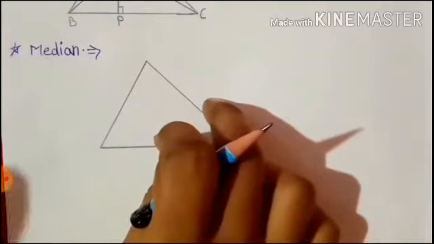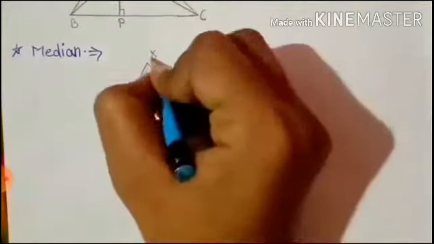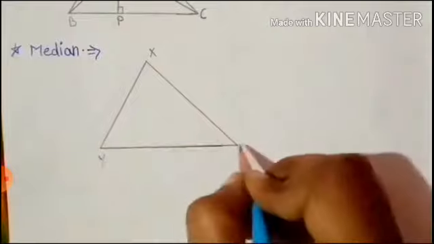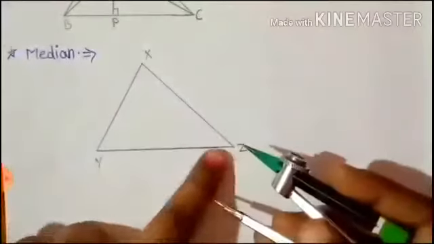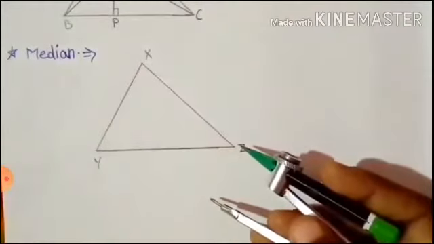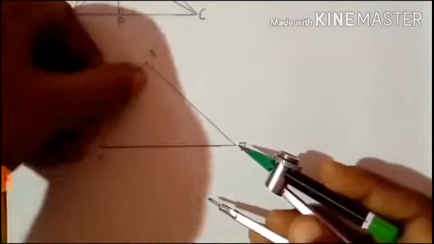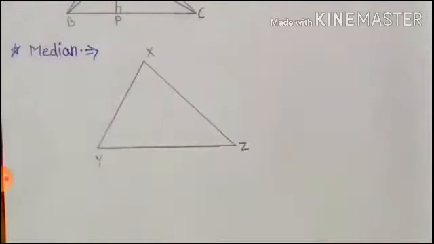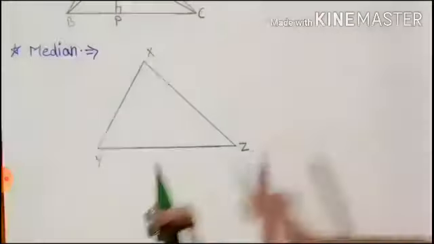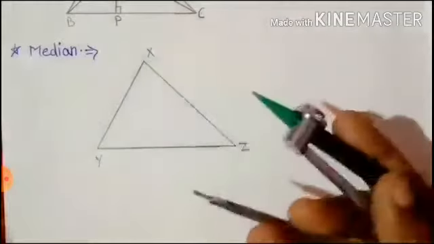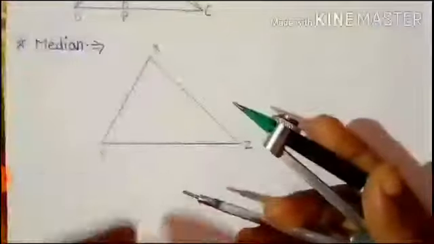Come to the median. Suppose we have a triangle. We will give the name of this triangle X, Y, Z. Students, we want to draw the median. Median means a line that divides the triangle into two parts. It is called a median. A median is not straight, while an altitude is always straight. Altitude is always straight and making 90 degrees. Median can't be straight, median is slanted.